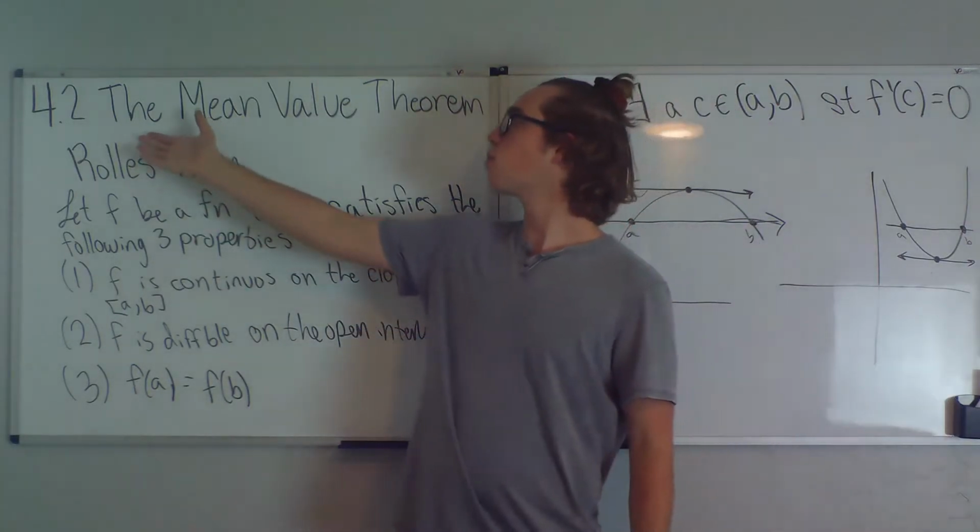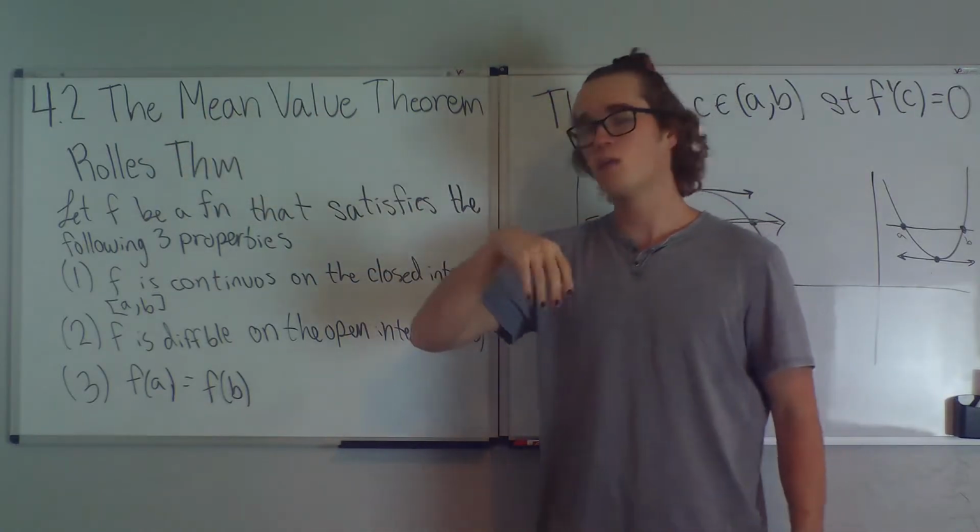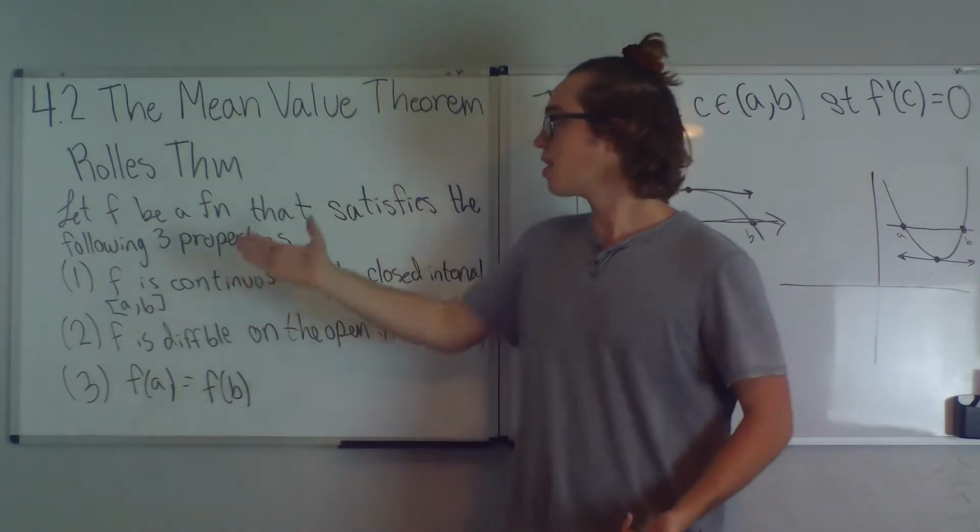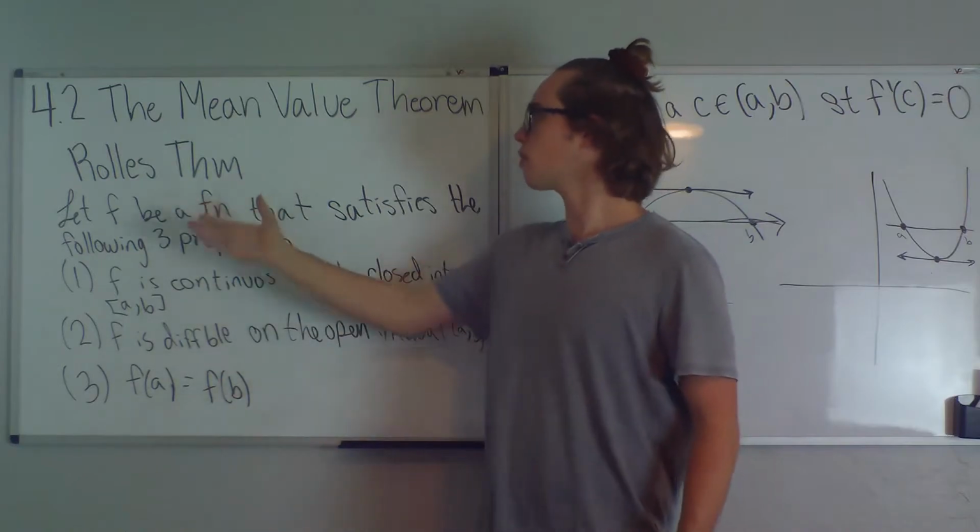Today we're covering section 4.2, the mean value theorem. And we're going to start with a theorem, but not the mean value theorem, ironically. We're starting with Rolle's theorem.